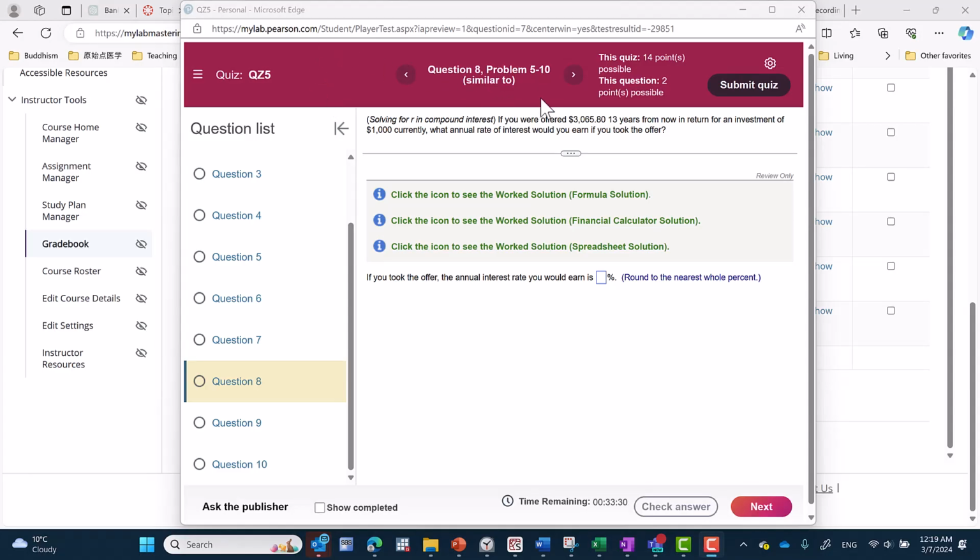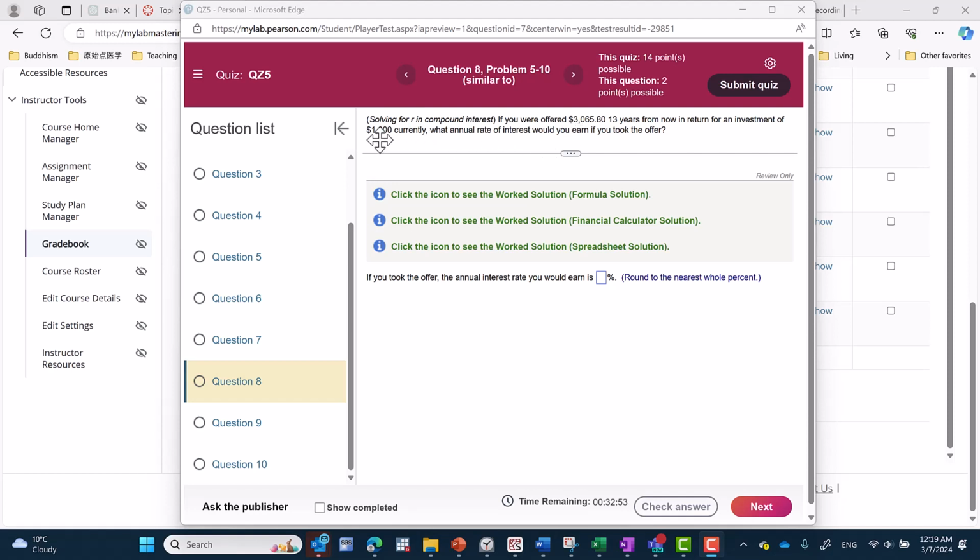This is question number 8 of problem QZ5 for the first half of chapter 5. If you were offered this amount of money 13 years from now in return for an investment of $1,000 currently, what annual rate of return would you earn if you took the offer? We know the relationship between the future value and 1,000, which is the present value, right?